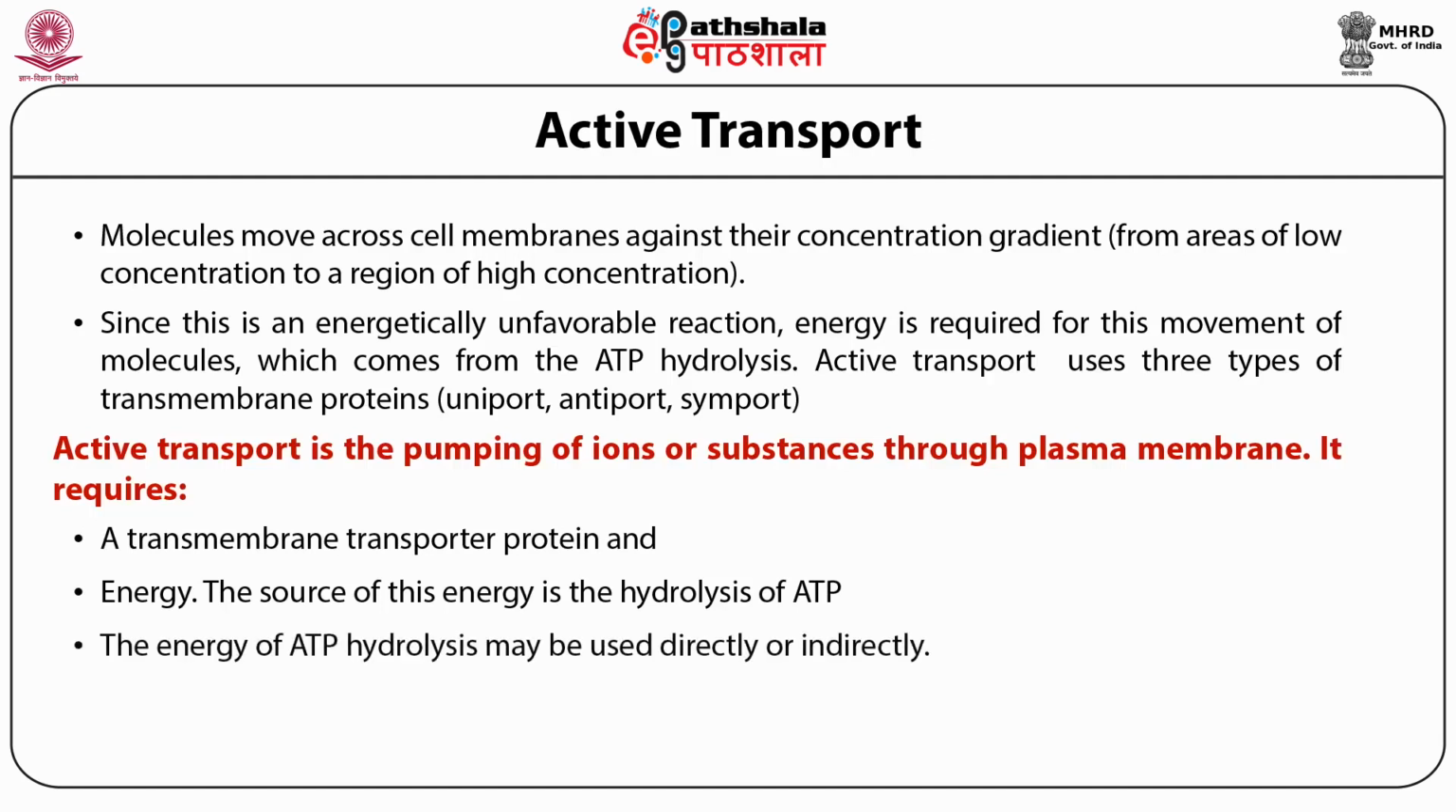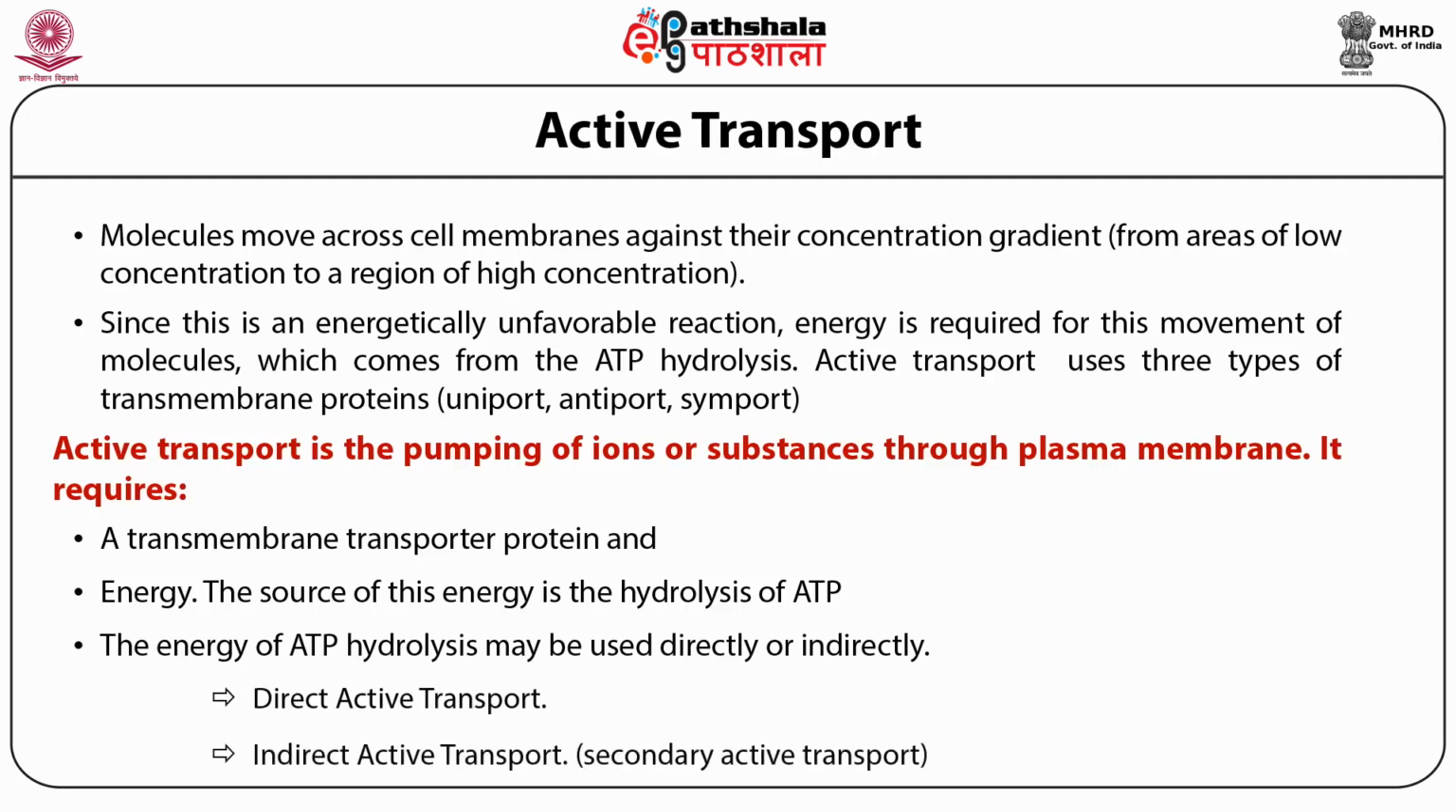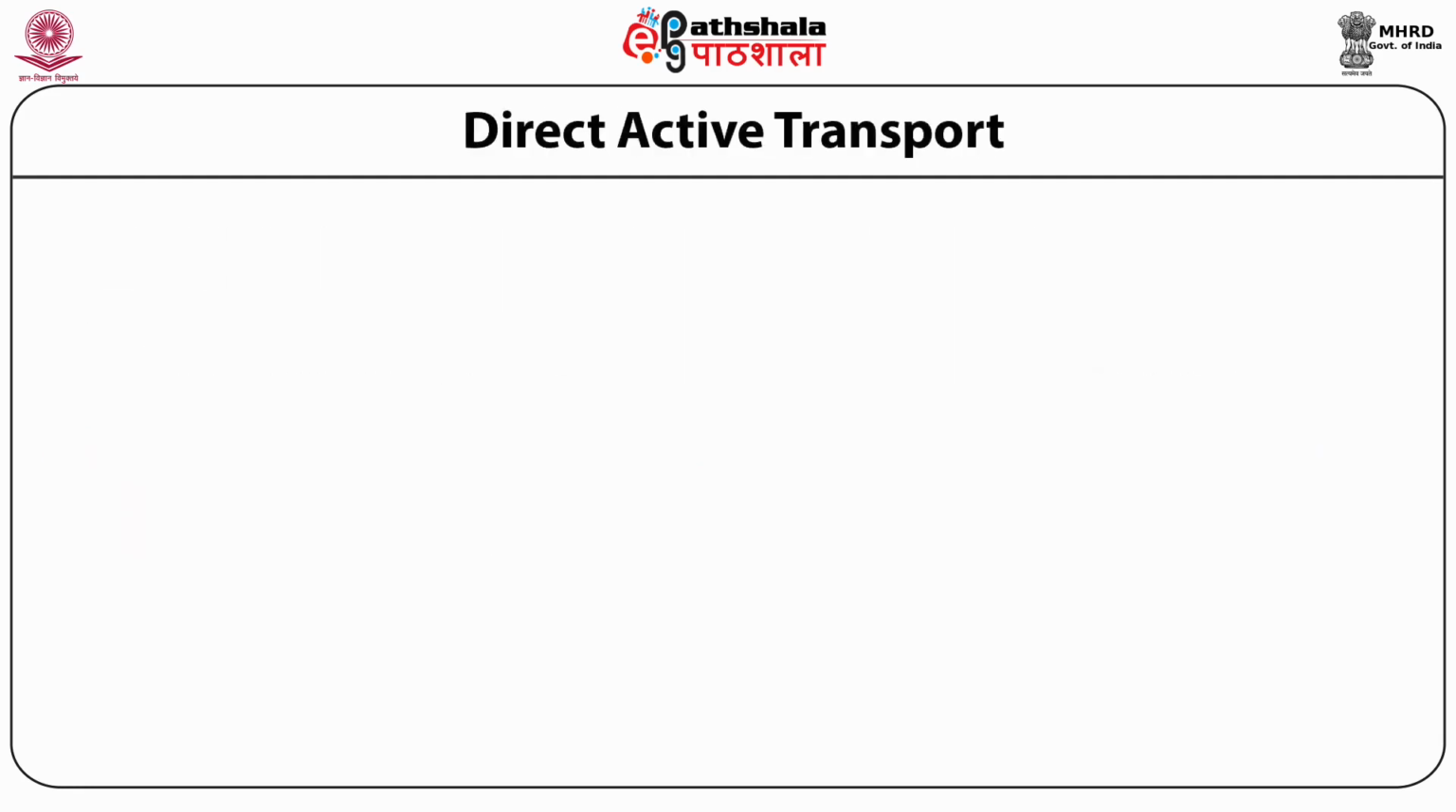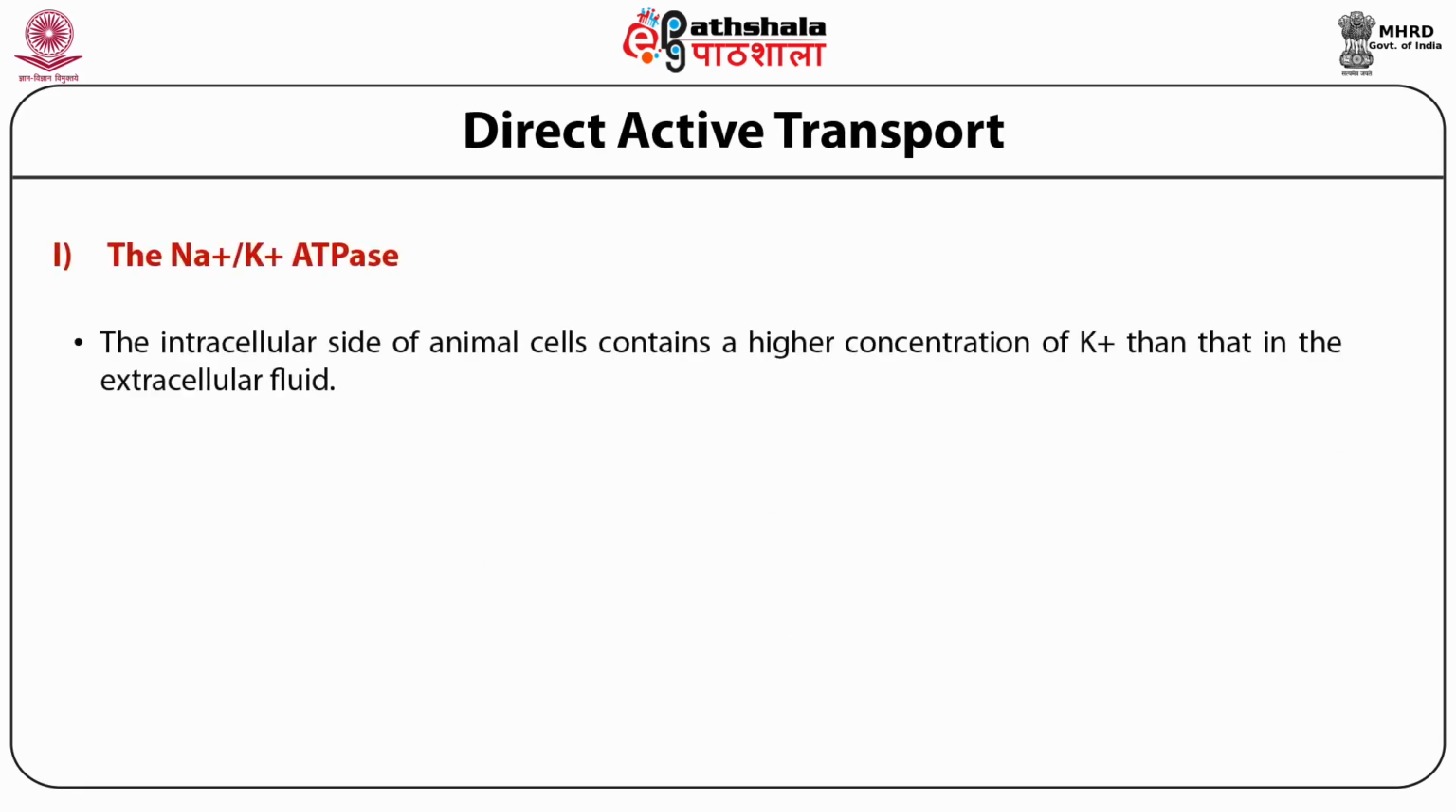The energy of ATP hydrolysis may be used directly or indirectly. It can be direct active transport or it can be indirect active transport, which is also known as secondary active transport. Direct active transport. Active transport involves the sodium potassium ATPase. The intracellular side of animal cells contains a higher concentration of potassium than that in the extracellular fluid or side.